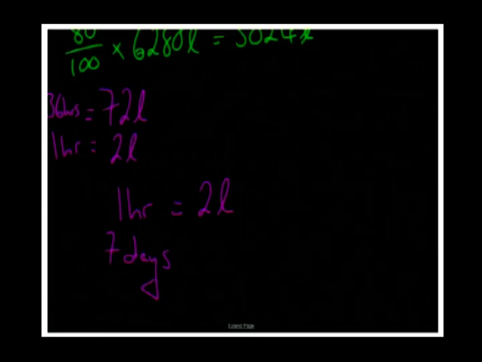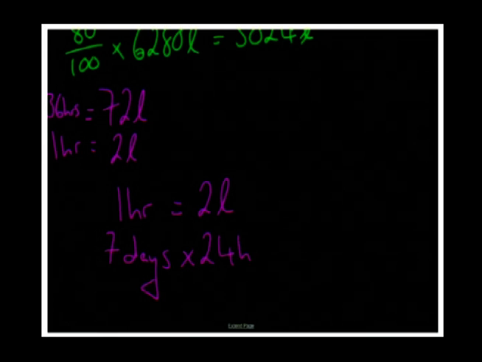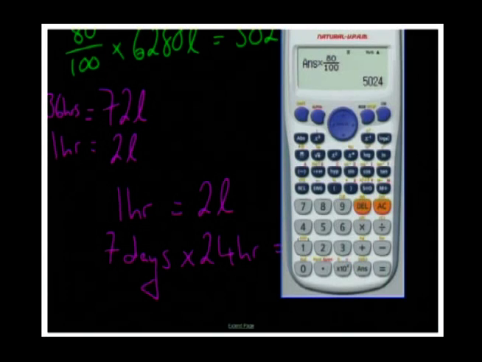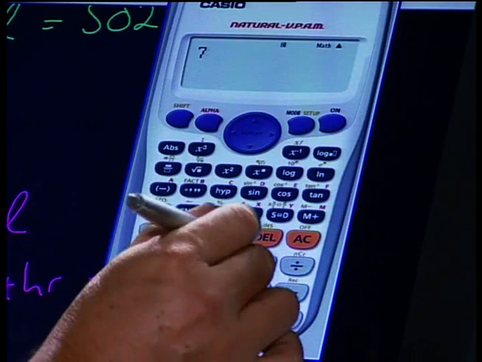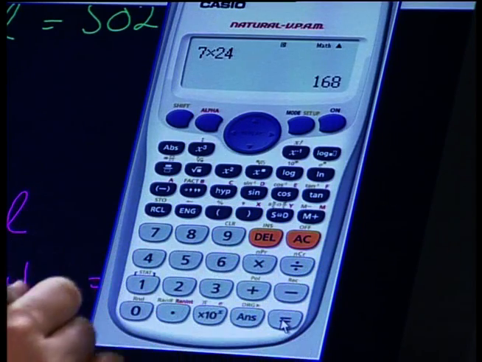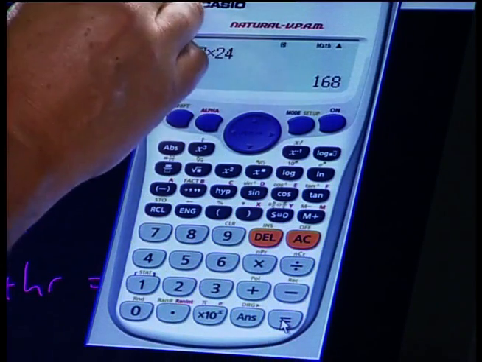Same here. Okay, you got hours, now we got days. Let's change this day to hours. So if there's 7 days and if there are 24 hours in a day, how many hours in 7 days? Well, it's obvious. It's going to be 7 times 24. So we're going to say 7 times 24, and we're going to get an answer of 168.